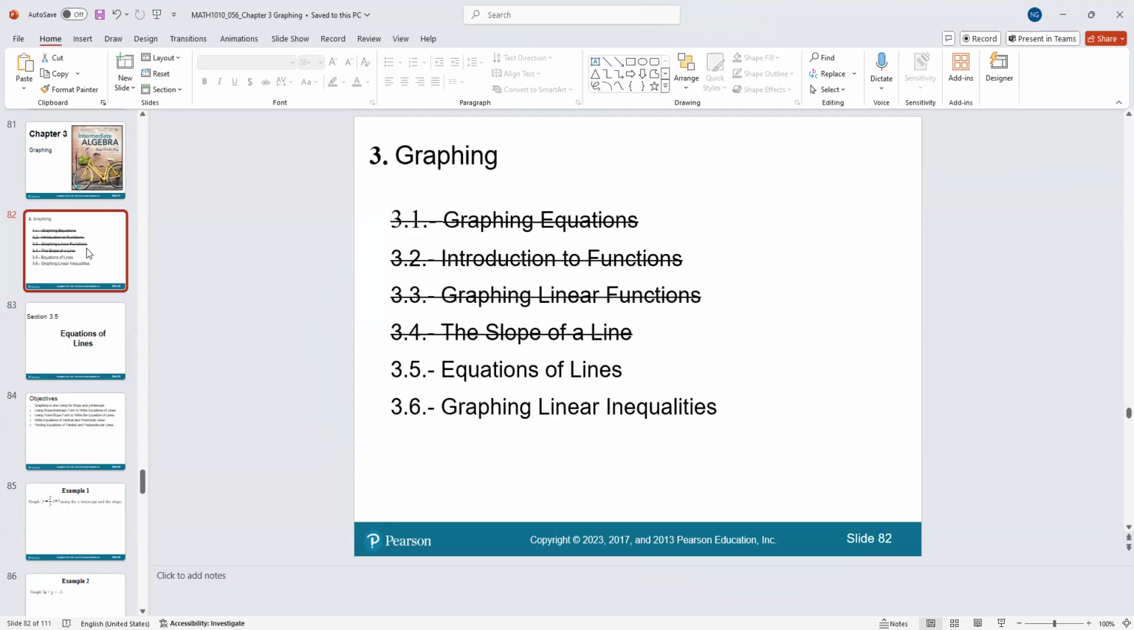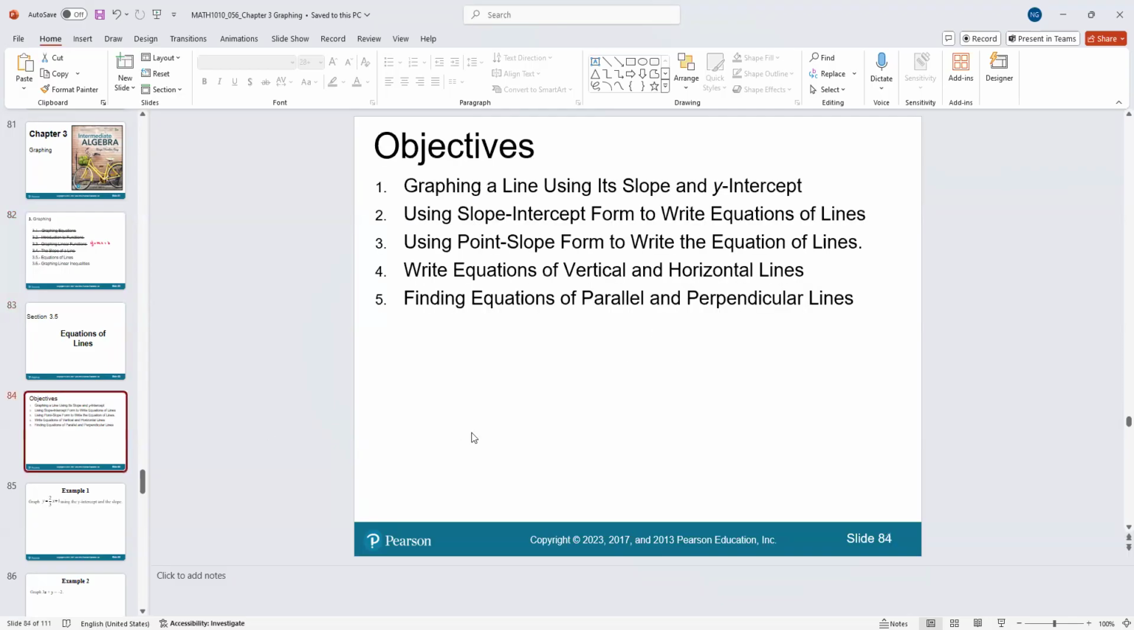Because as we said, in the last section, you learned that the slope-intercept form of a linear equation is y equals mx plus b. In this section, we're going to focus on the equations of the line. We're going to graph a line using its slope and y-intercept. We're going to use slope-intercept form to write equations of the line. We're going to use point-slope form to write the equations of lines. We're going to write equations of vertical and horizontal lines and find equations of parallel and perpendicular lines. So that's what we're going to do.